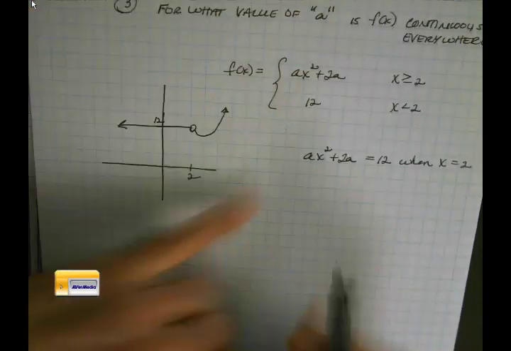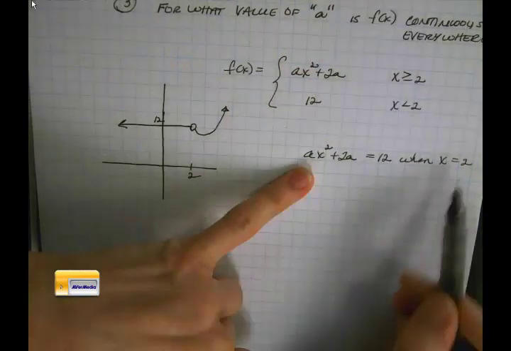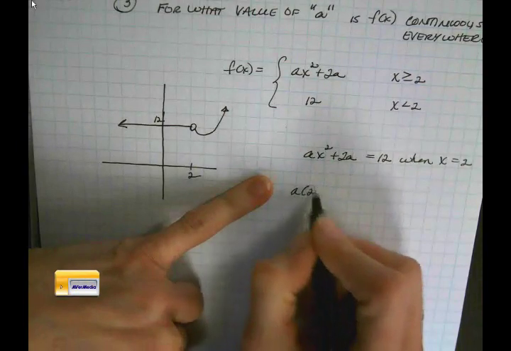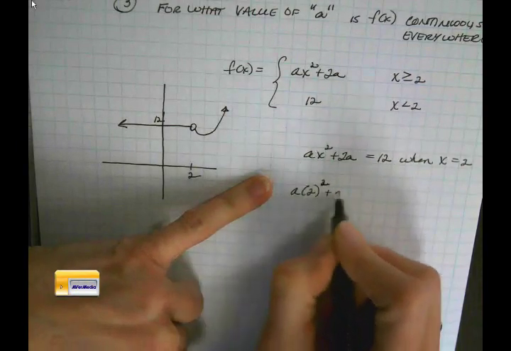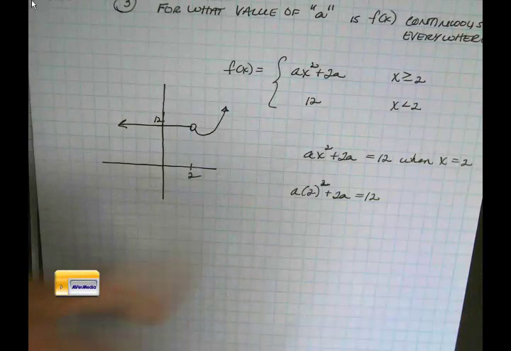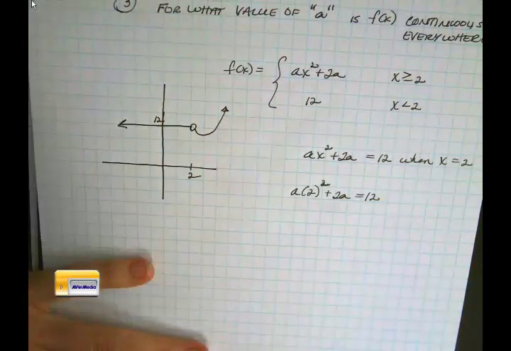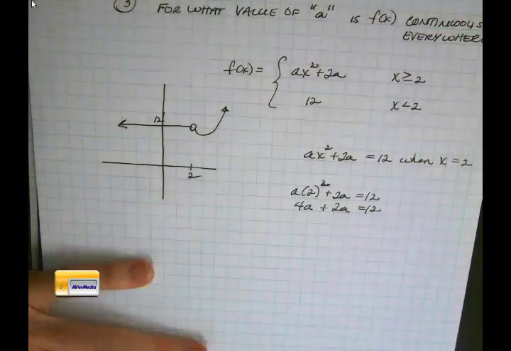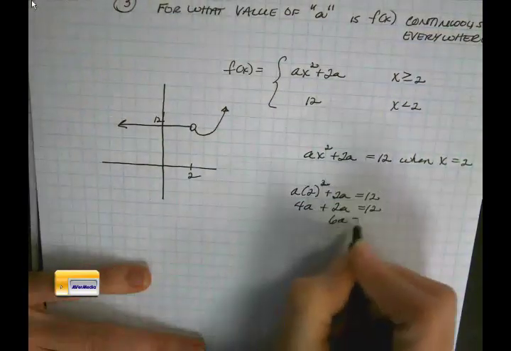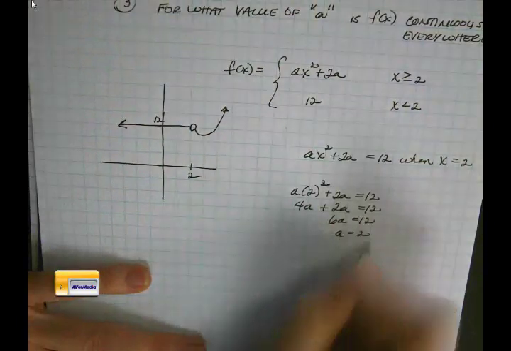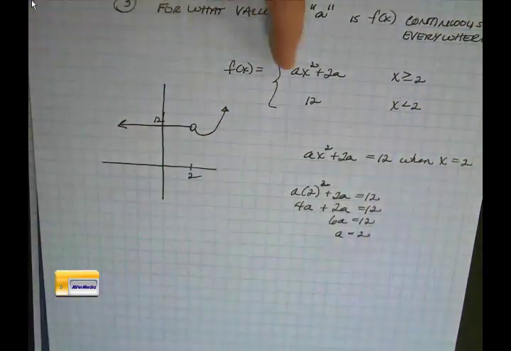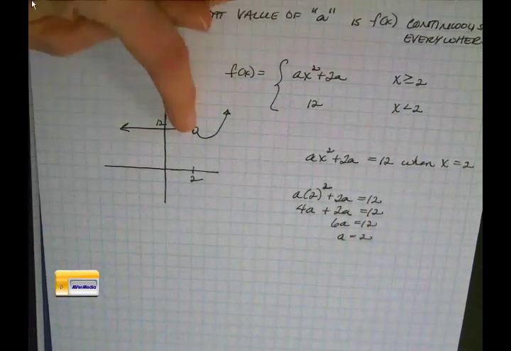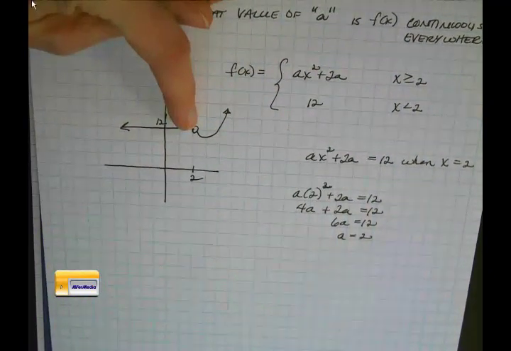Well, if that's the case, this x can be replaced by 2. So I take this x and I replace it with 2. So this becomes 4a plus 2a equaling 12, 6a equaling 12, or a equaling 2. So if this had been 2x squared plus 4, it would have filled in this hole at a height of 12.